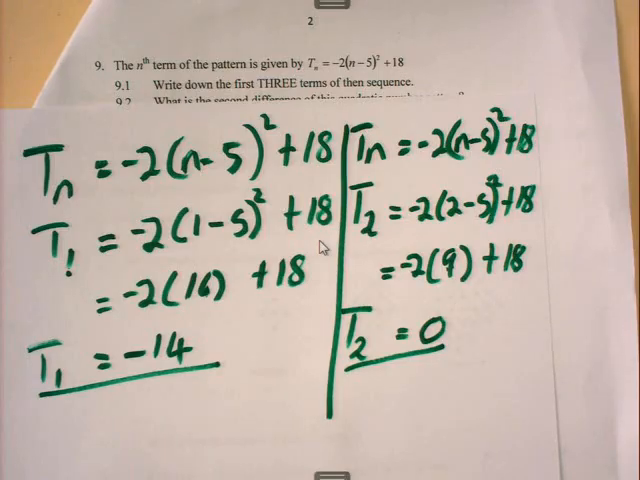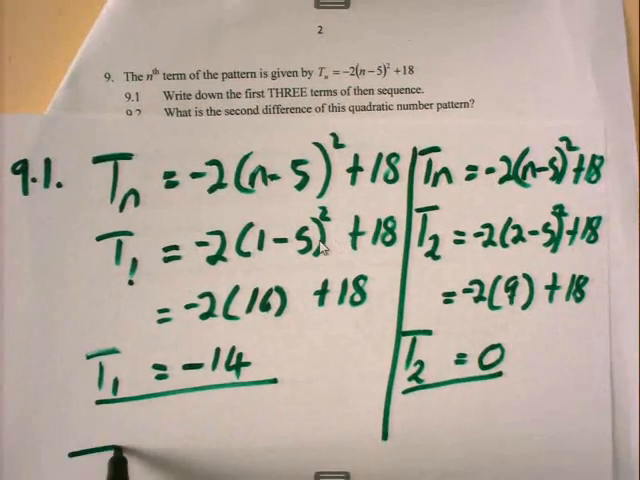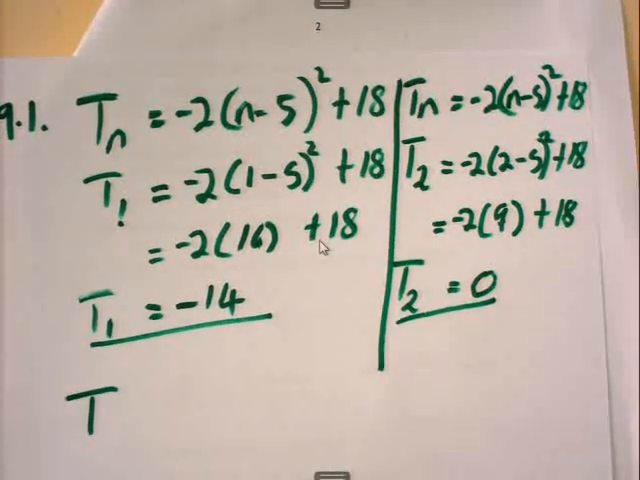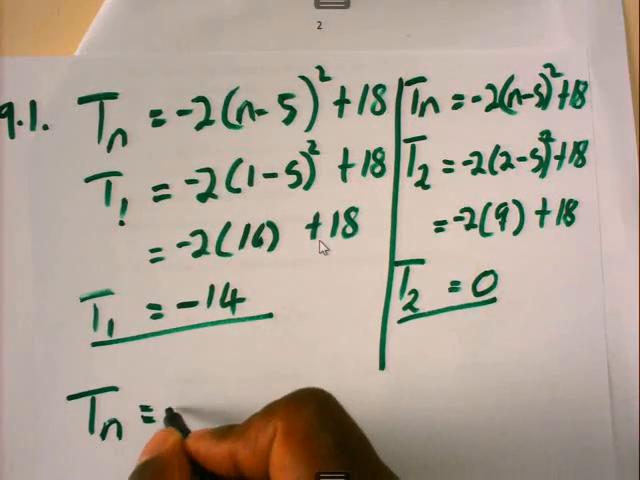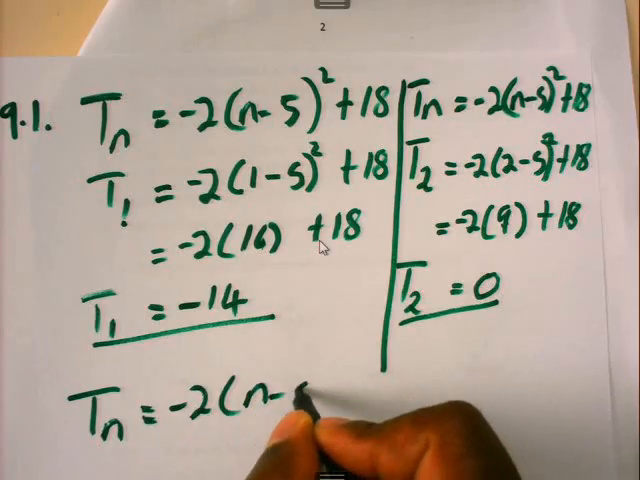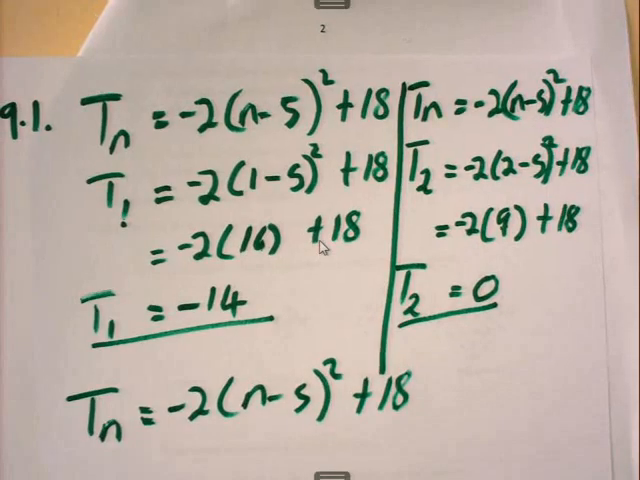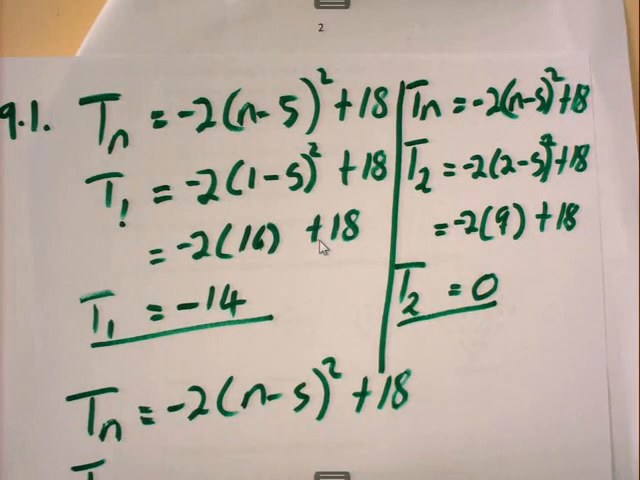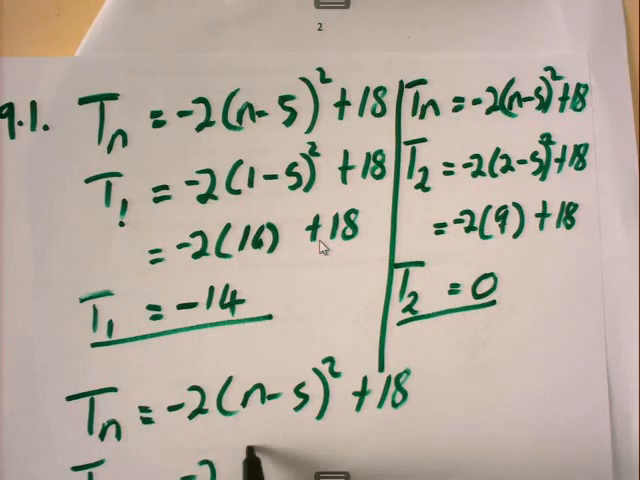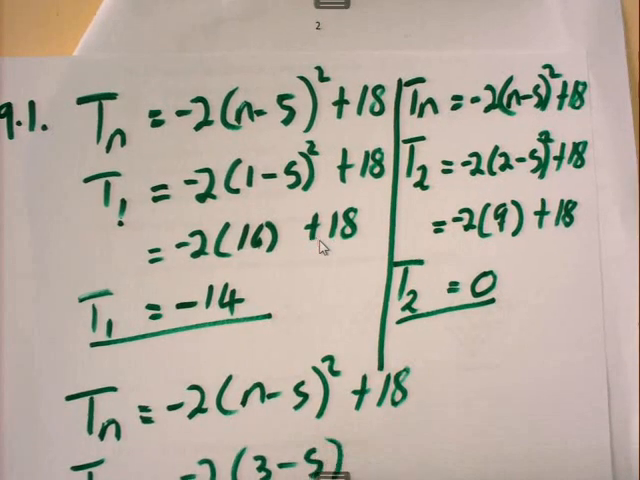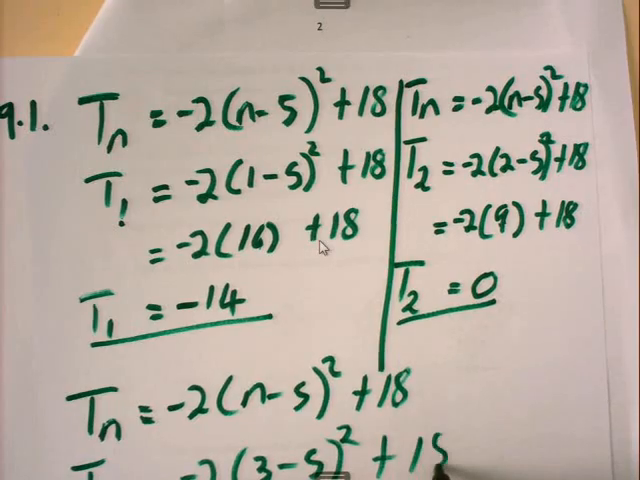The question states, write down the first 3 terms of the sequence. So we've already determined the first 2. In the very same way, let's determine the third term. Let's write down the formula. Tn equals minus 2 (n minus 5) squared plus 18. Now what do we do? We substitute n by 3. Minus 2 (3 minus 5) squared plus 18.